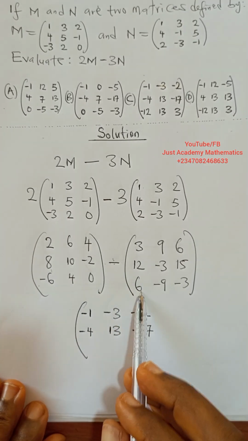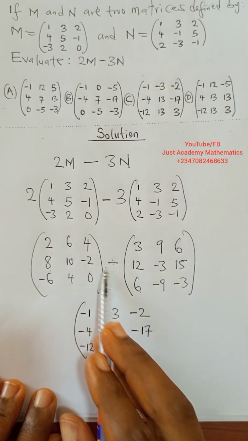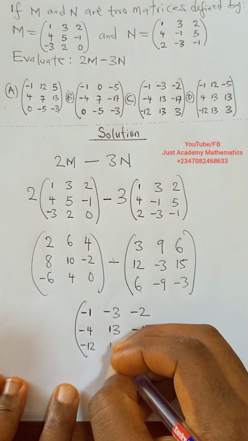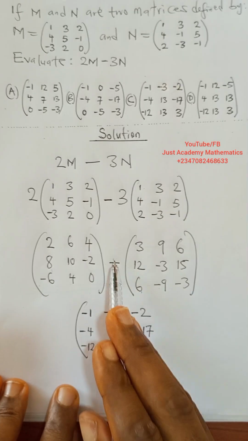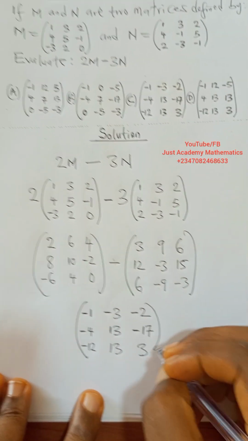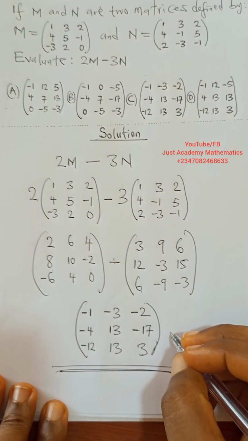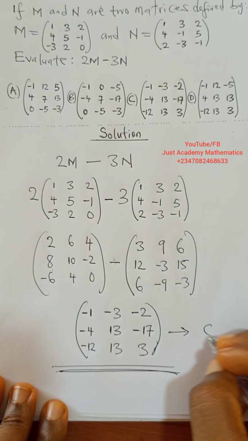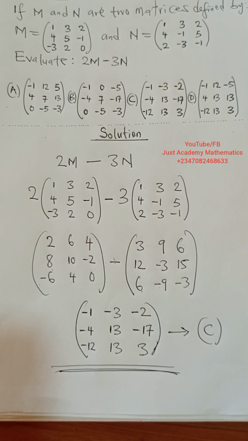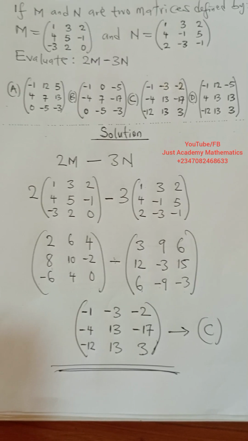Minus 6 minus 6 will give us what? Negative 12. 4 minus minus 9. Minus times minus plus. So 4 plus 9, 13. And 0 minus minus 3. Minus times minus plus. That is 3. So this is the final answer for this operation, and that is option C. This is how to operate scalar multiplication in matrix.